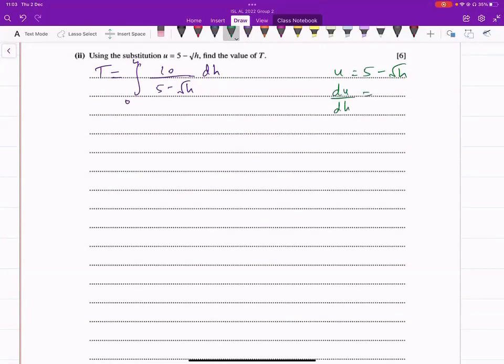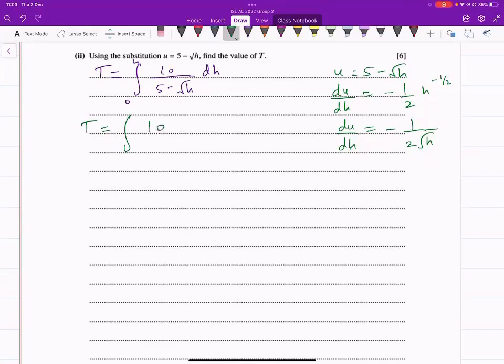du over dh, that's minus half into h raised to power minus 1 over 2, or we can say that's minus 1 over 2 square root of h. That's du over dh. Okay. अच्छा, अब ये जाके इनपुट करना है उसके अंदर. अब dh भी यहाँ पे, so let's actually do that. We input it here. अभी लिमिट्स को भी इग्नोर कर रहे हैं, उसको लिमिट्स के बाद में चेंज करते हैं.